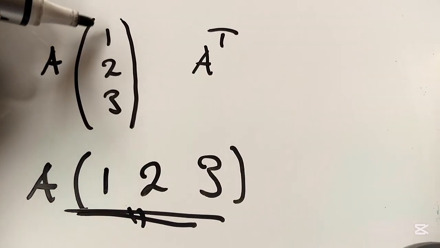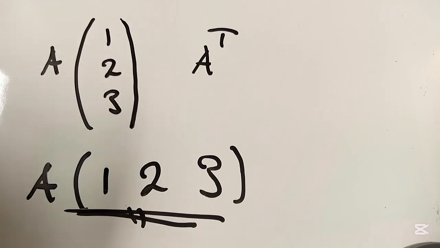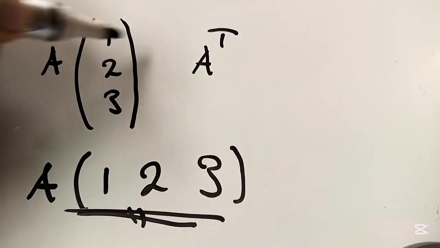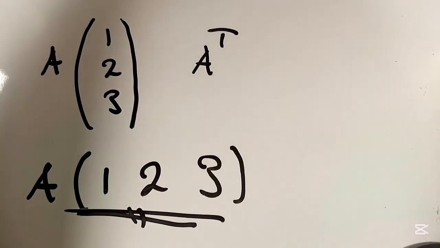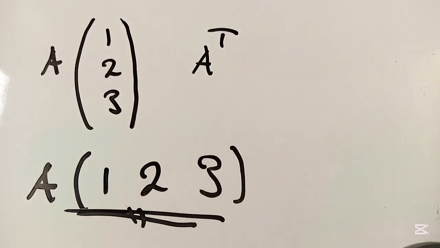Remember, we had 1 column. That column becomes a row. So now we have 1 row. We had 3 rows. Those rows become columns. Therefore, we now have 3 columns. Simple and straightforward. Let's try solving this other transpose.